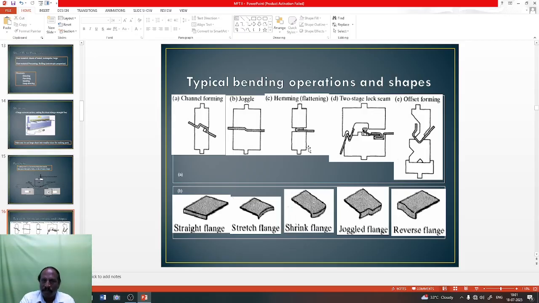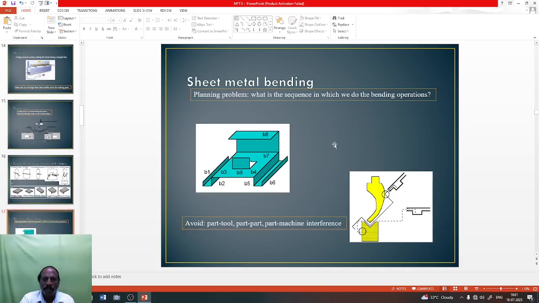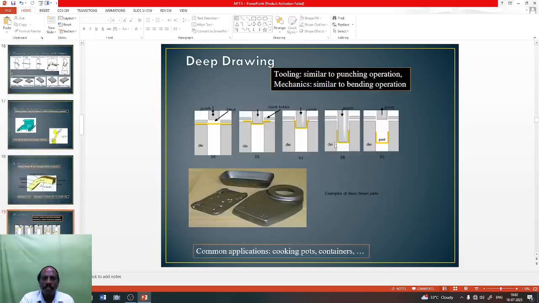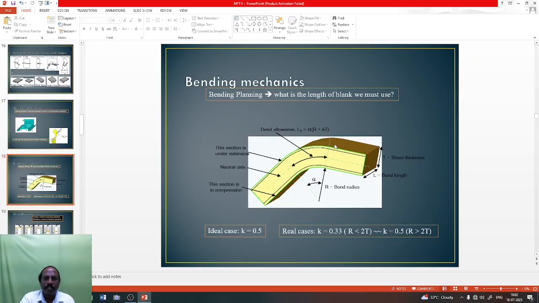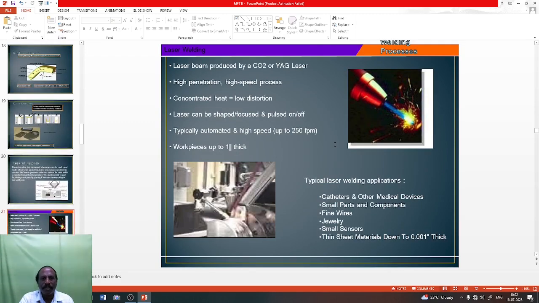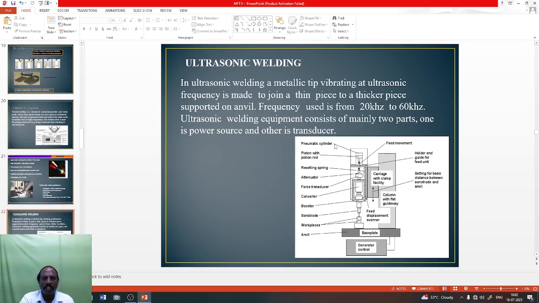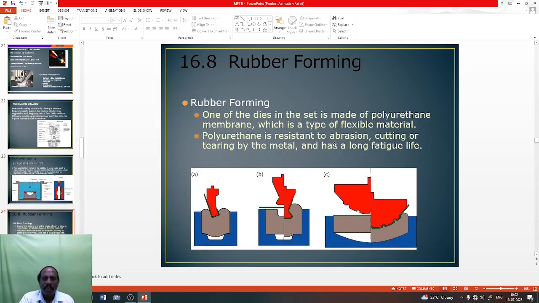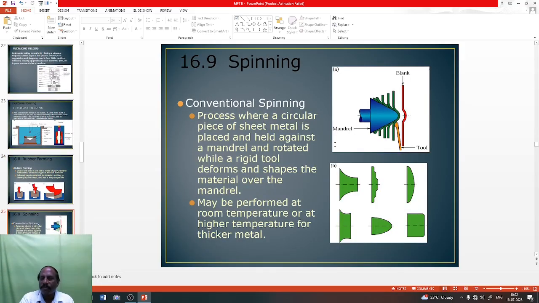And the shearing process is making the sheet metal into desired shapes, and there are many sheet metal operations: channel forming, joggling, hemming, two-stage offset forming, sheet metal bending process, and the bending mechanisms, and thermit welding. So how is the welding process done? It is the joining of two materials by different methods, that is laser welding, thermit welding, ultrasonic welding, and also the forming of rubber process. This is one of the important processes, making the shape of the rubber, and the spinning process, making the product in the desired shape.